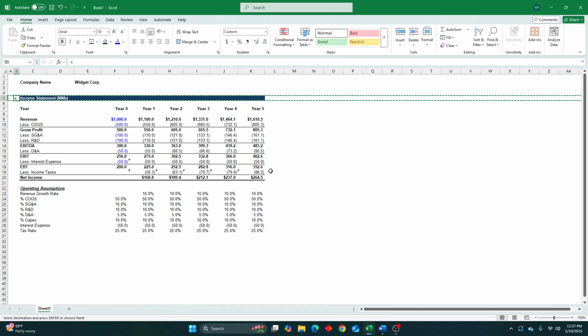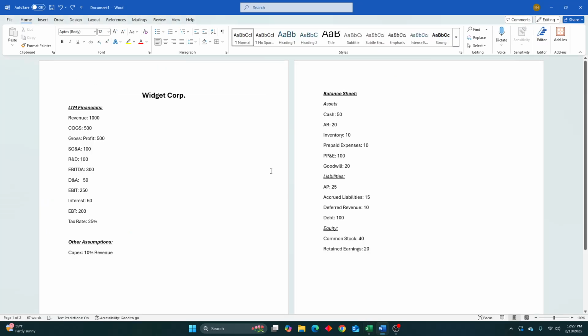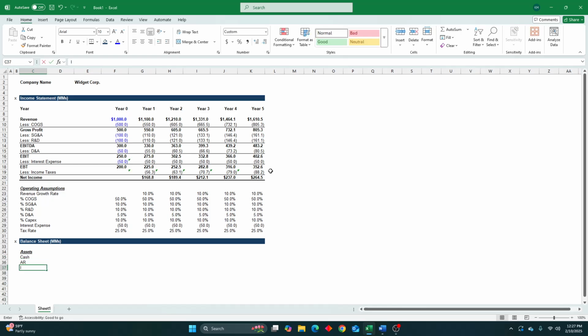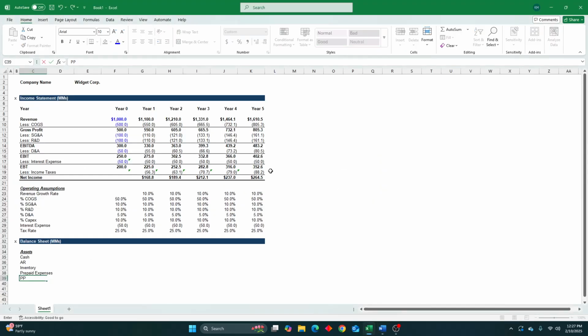Now we can move on to our balance sheet and projecting out the historicals. So we'll do our balance sheet, and this is also going to be in millions, just like that. We'll first have our assets, bold and underline. Here we're going to go back and forth and look at what all of our assets are. So we'll have cash, AR, inventory, and prepaid expenses. Then we'll have PP&E, not PP&D, and goodwill lastly.